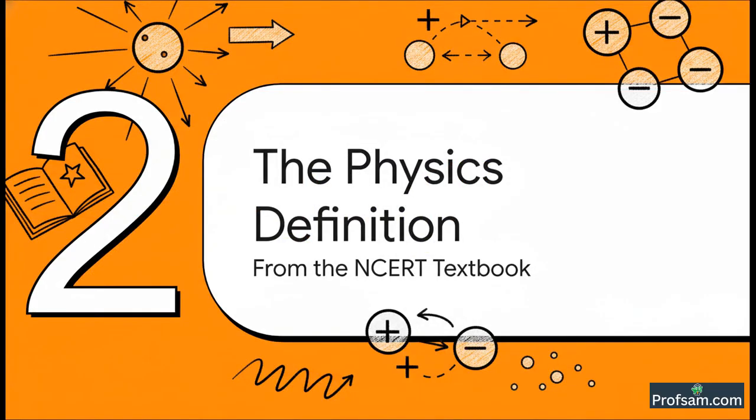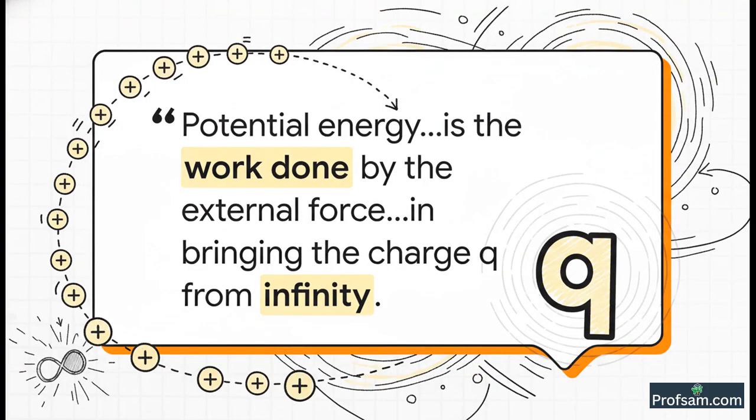Okay, so now let's look at the official NCERT definition. This is very, very important for your exam, so you must know this exact wording. Now, don't let this word infinity scare you. In physics, it's just a simple way of saying a place that is very, very far away. So far that there's basically no electric force. So all this definition is saying is that potential energy is the total amount of work it takes to carry a charge from that faraway place all the way to its final spot in the system.